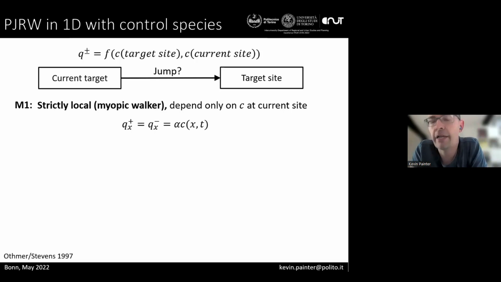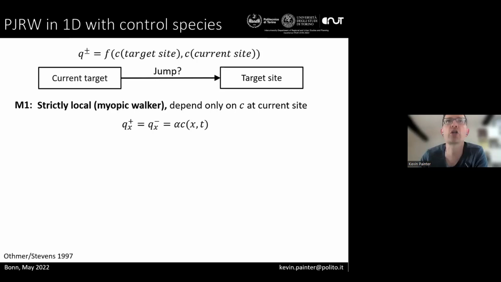So in the first case, I could consider what I call a strictly local or myopic walker. In this case, you make the decision to jump depend only on the value of c that you're seeing where you are. You look down, you look at what c is at your site, and you jump accordingly. And of course, at that point, whether you jump right or left, it's going to be the same. You don't have any information to tell you which way you're going to move. So q plus of x is going to be q minus of x. And as a prototype model for this, I'll simply take this to be alpha times c of x,t. So you're more likely to jump the higher c is.